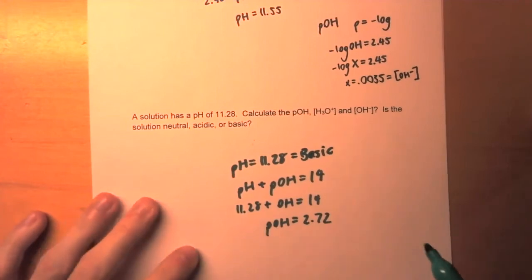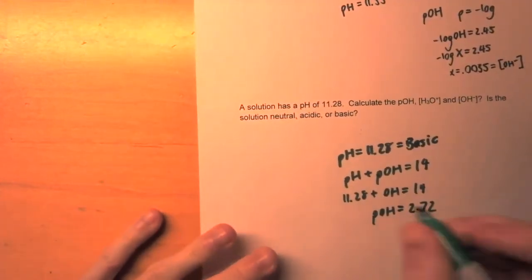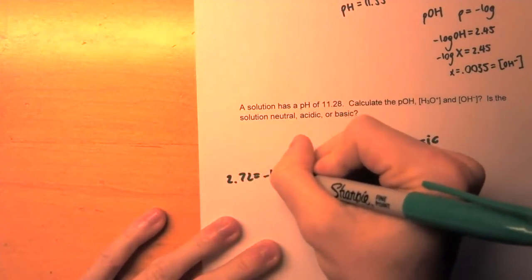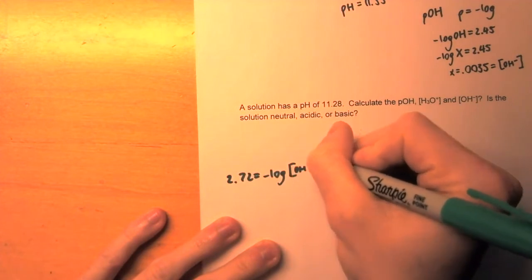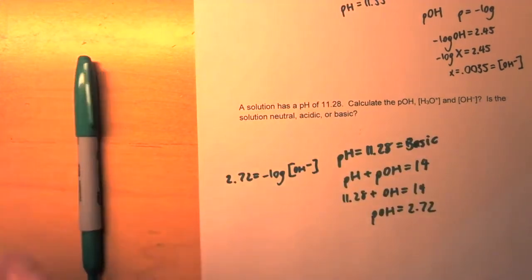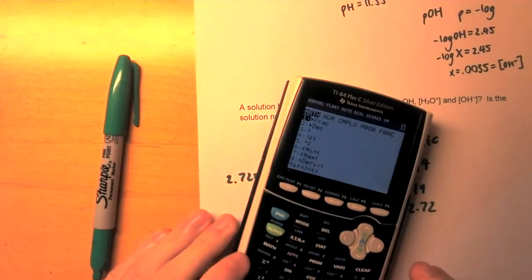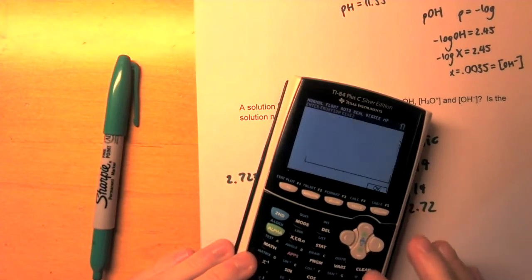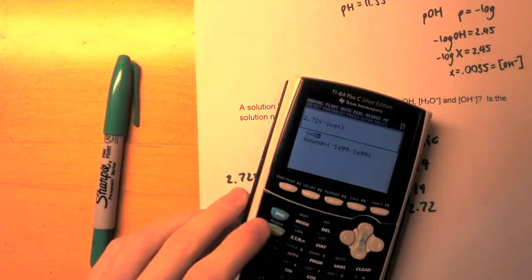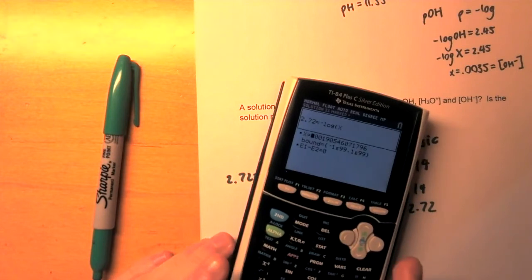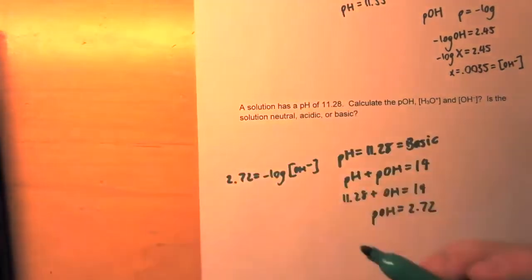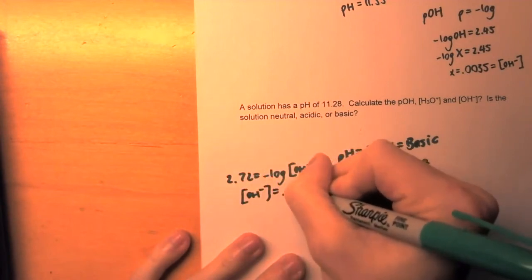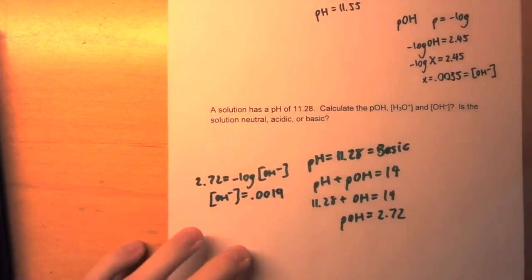How do we calculate the OH minus concentration? We do the exact same thing. So 2.72 is equal to negative log of OH minus, or negative log of X. So I pull up my math solver and I would go down, solver, 2.72 is equal to the negative log of X. Zero that out, solve. 0.0019. Equal to 0.0019. Okay, good.